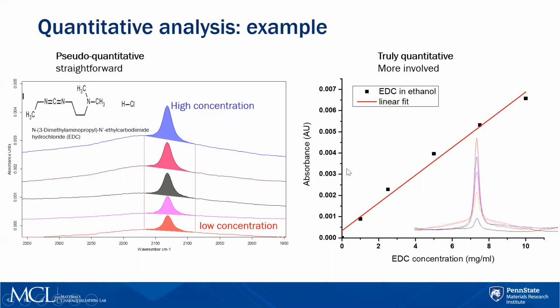For truly quantitative information where physically meaningful concentration units are required, a calibration curve must be constructed using standards where the concentration of those standards is precisely known. And once we have a calibration curve, it is possible to calculate the concentration of the unknown by interpolation into that calibration curve.